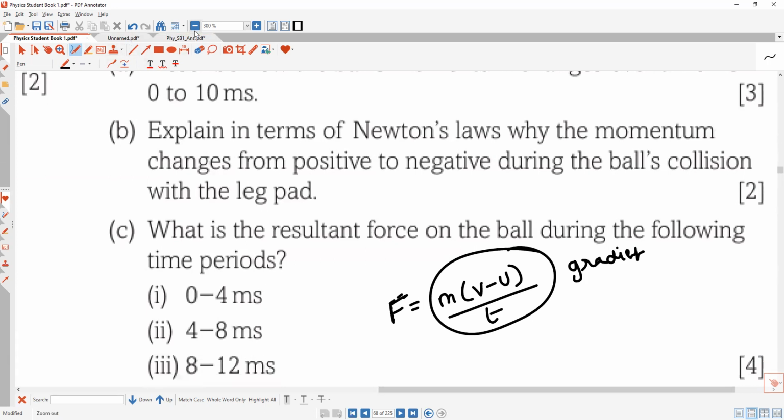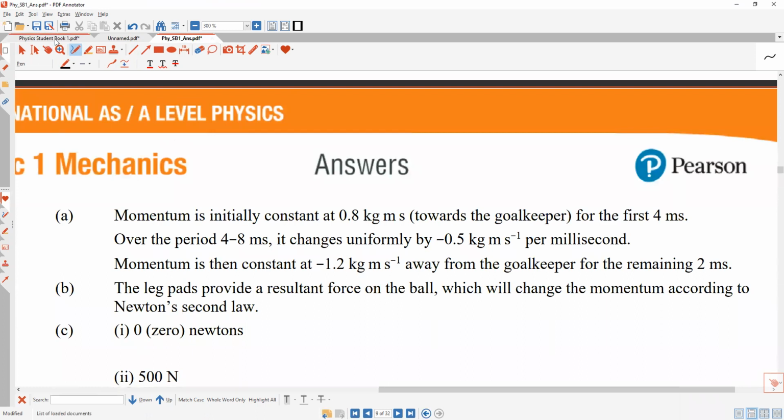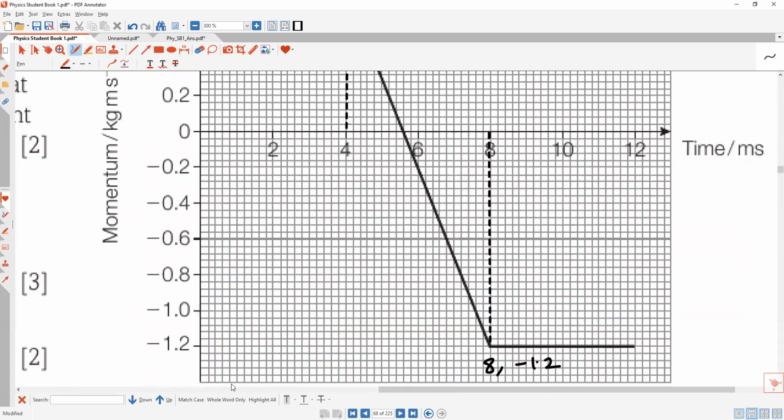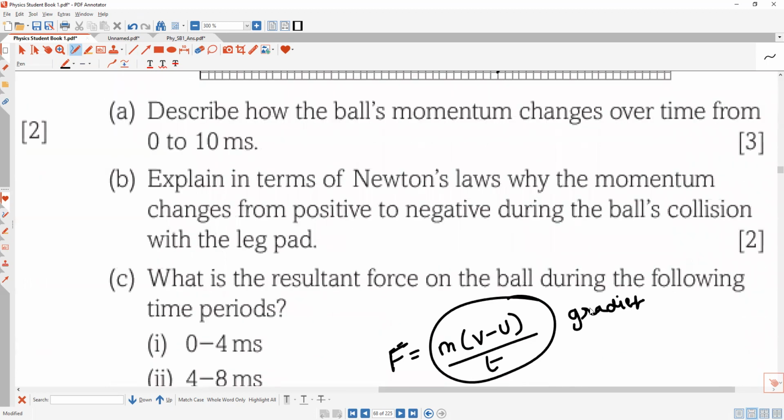Actually, let me check the marks. 0, 500. Then last is also 0, because 8 to 12 seconds. If you notice 8 to 12 seconds, what's happening? Nothing. There is no change in momentum. If there is no change in momentum, there is no resultant force acting on it. Fine, everyone, fine with this?